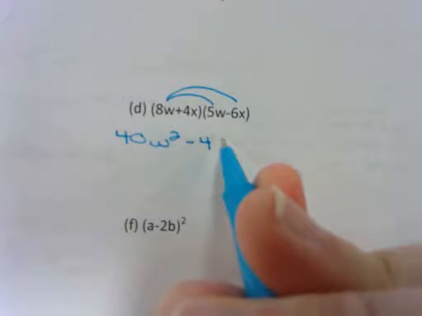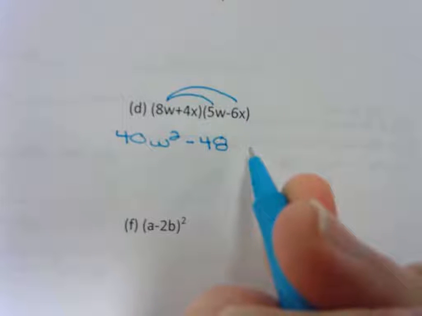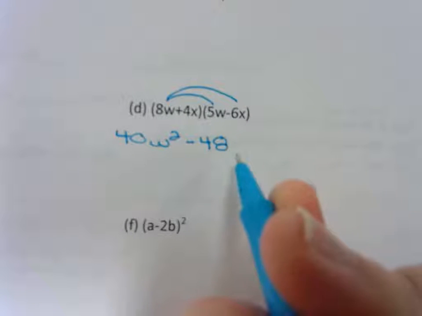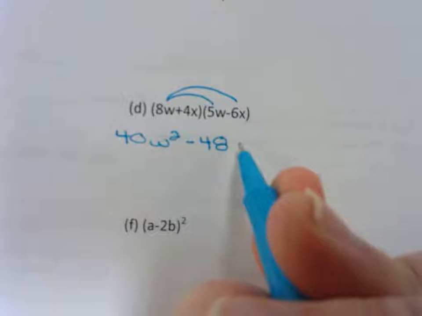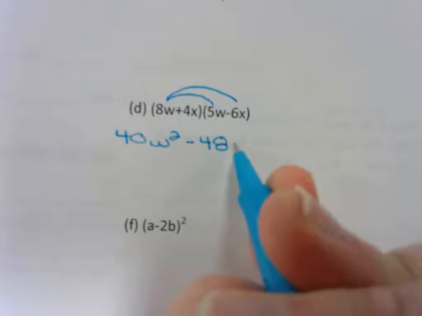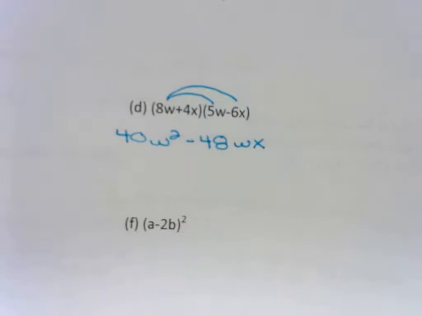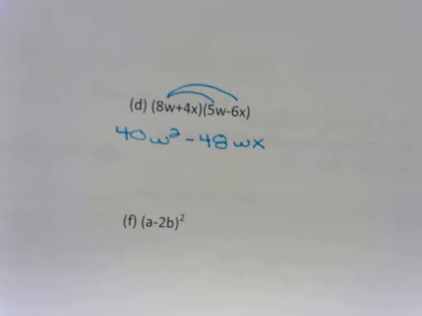Negative 48wx. Okay? So that's my outside two. We're on 8.3 and 8.4.